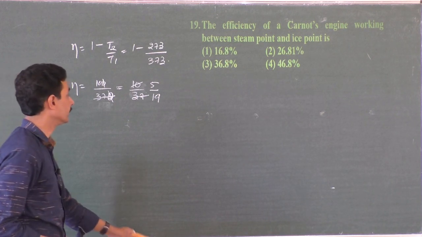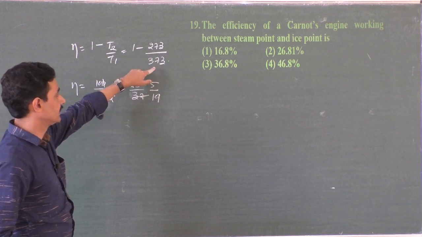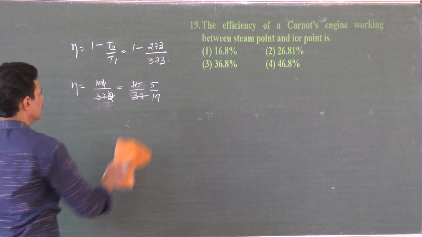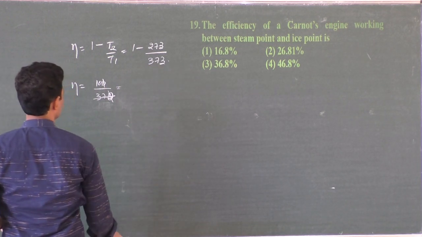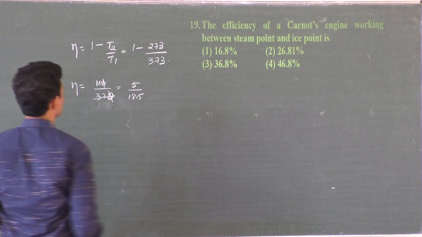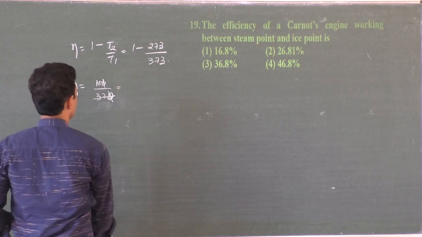373, 100. I think I have not gone wrong. 273 is the ice point and 373 is the boiling point, so 373 minus 273 by 100. 37, 10 by 37, okay, 5 by 18.5. It has become a still more complicated problem, right? Instead we will divide it, that's a better one.